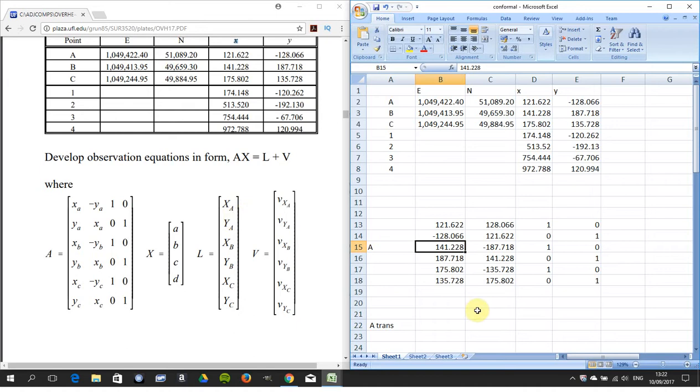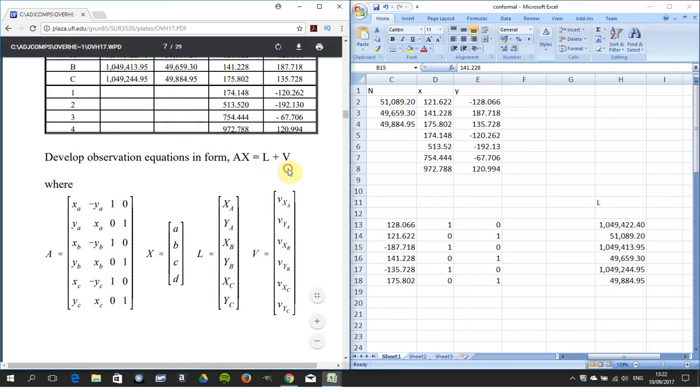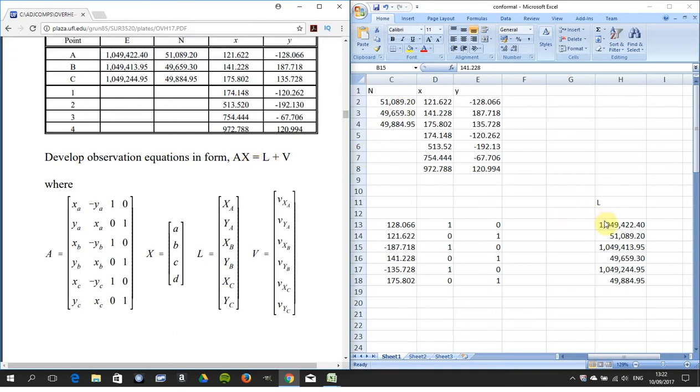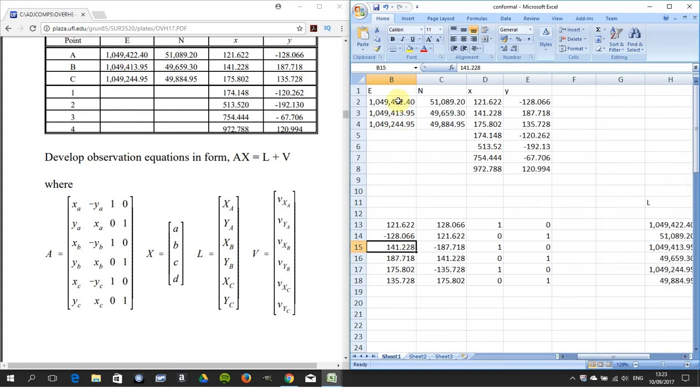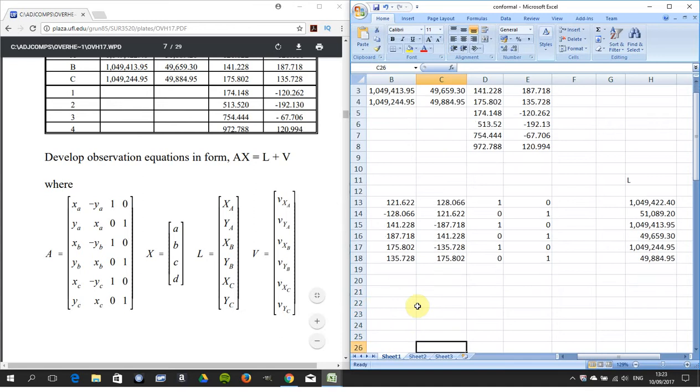Where does the matrix L come from? So that comes from the Eastings and Northings up there. First one is XA, so that's 51.08920. Sorry. 1049422 just drops in there. Next one is YA, which is 51089.20, which is there. Next one is XB, 1049413.95, etc. And the matrix V is the residuals, which we won't get to today.